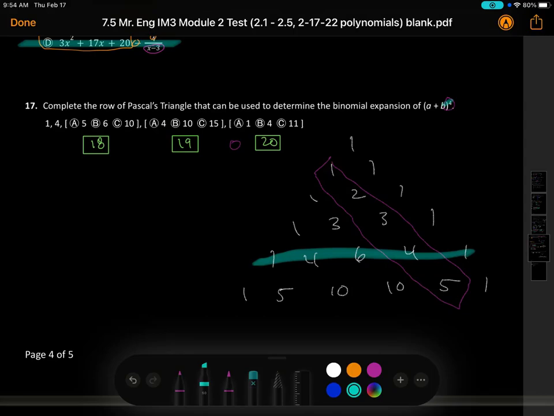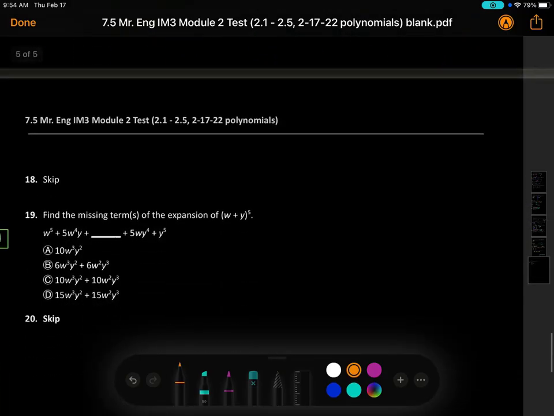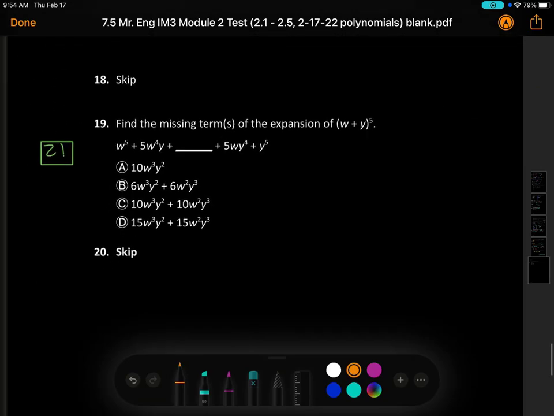So, I have 1, 4, 6, 4, and 1. Another way to know that that's the correct answer is because you already started with 1 and 4, so I have to have 4 and 1 on the right side of their Pascal's triangle. So what is nice is that they didn't ask us to actually expand it. 18, skip.